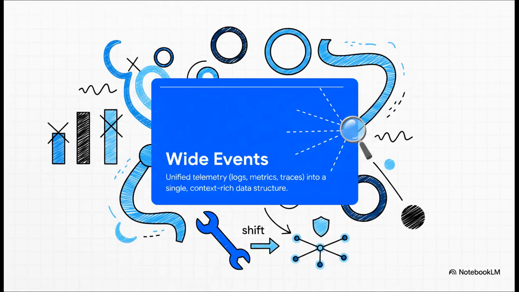At the very heart of this new paradigm is this idea of wide events. So think of it this way. Instead of getting three separate, totally incomplete reports about some incident, you get a single, unified story that has all the context baked right in. This just completely eliminates all that manual work of trying to stitch data together, and it lets us move from just fixing crashes to actually predictively managing the health of our systems.